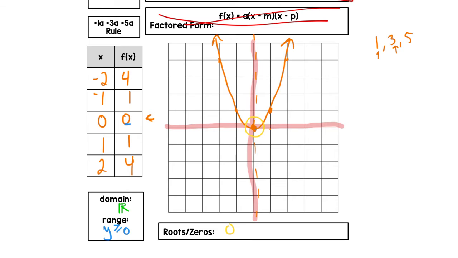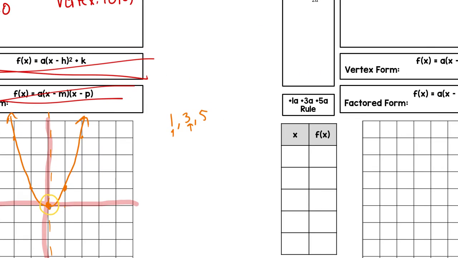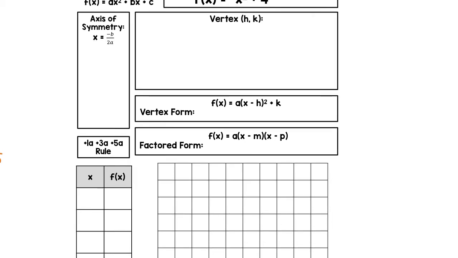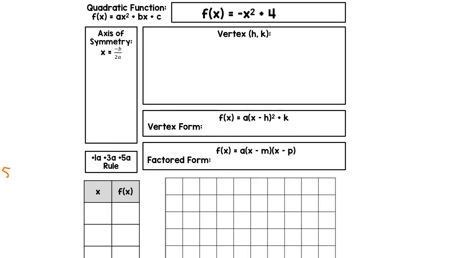There's a lot to digest there. We're going to do a few more together. Don't despair. I'm going to figure out where the next one is on my screen here. Oh, it's right here. All right, this time we've got f of x equals negative x squared plus 4. Let's write this in standard form again.